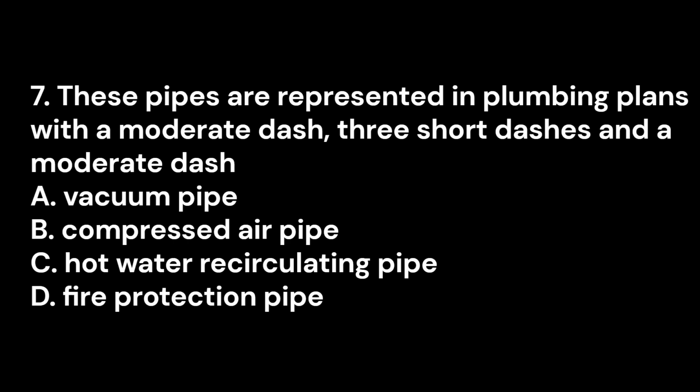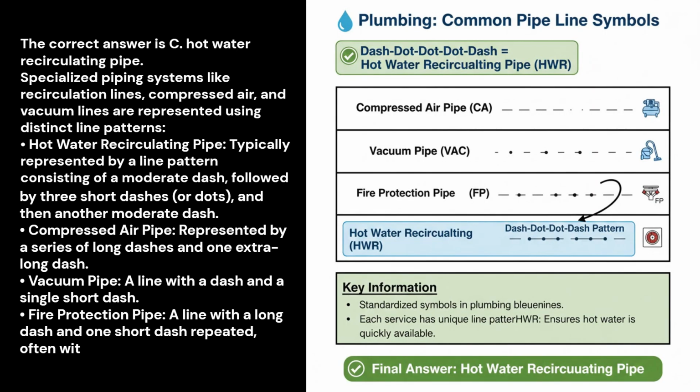Invert. Number 7. These pipes are represented in plumbing plans with a moderate dash, 3 short dashes, and a moderate dash. A. Vacuum pipe. B. Compressed air pipe. C. Hot water recirculating pipe. D. Fire protection pipe. The correct answer is C. Hot water recirculating pipe.